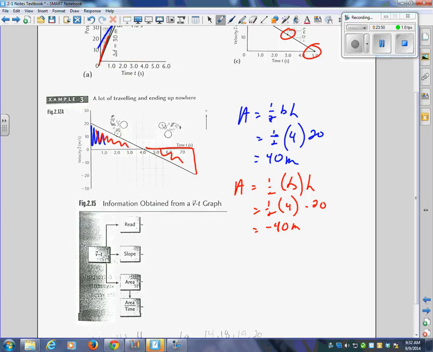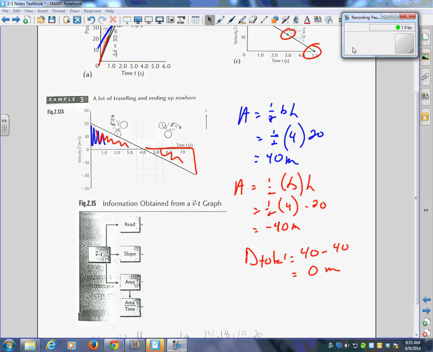Total displacement, 40 minus 40, or 0. I.e., a lot of biking, not getting anywhere. So yeah, I don't think it's the best example, because the displacement is 0. I don't think hills are generally like that.